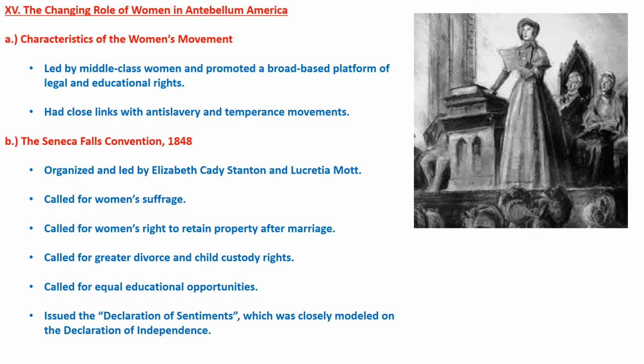It was organized and led by two abolitionist reformers named Elizabeth Cady Stanton and Lucretia Mott, and it issued the Declaration of Sentiments, which was closely modeled on the Declaration of Independence. It called for the right for women to vote, the right to retain property after marriage. It called for greater divorce and child custody rights, and also called for equal educational opportunities. And like I say, it marks the beginning of the women's rights movement in America.